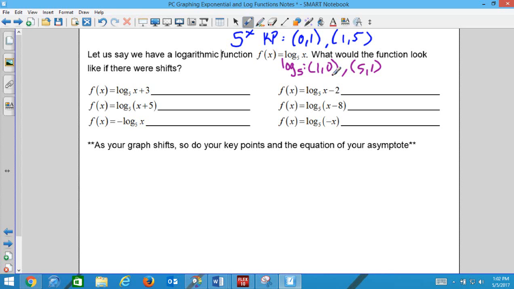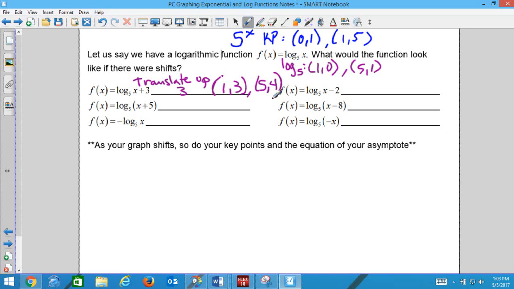Over here, we've got log base 5 of x plus 3. So what am I going to do? Translate up 3. And then that changes my ordered pairs to 1, 3, 5, 4. Notice how I use the purple ones. I use the log ordered pairs. And I added 3 to the y value because it's going up.